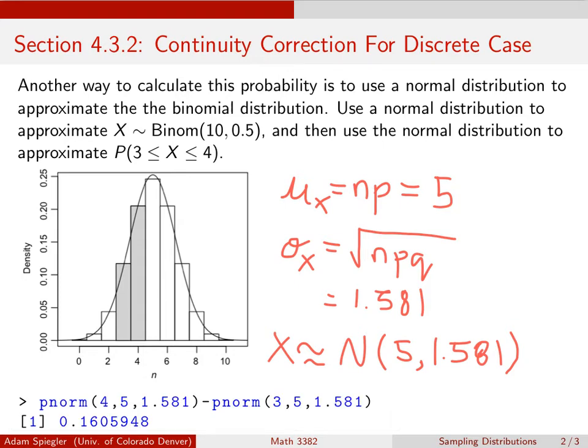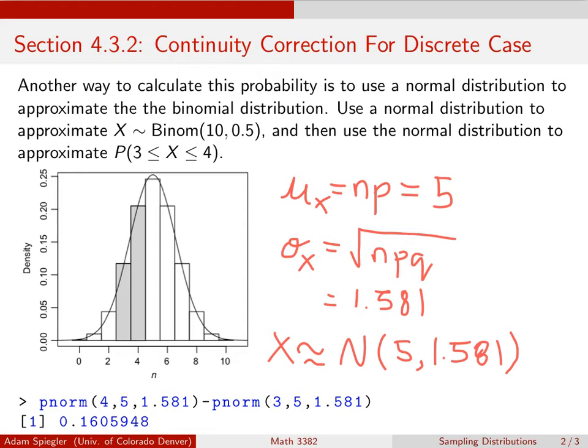Here we would use the pnorm function. The first piece is going to calculate the area to the left of 4. And then we're going to subtract from that the area to the left of 3, which is what the second pnorm is doing. Altogether, that's going to give us the area between 3 and 4 underneath the normal distribution. Okay, and we saw in the previous slide that we got something like 0.32, and here we're getting something much, much smaller, like 0.16. So why are we getting this underestimate?